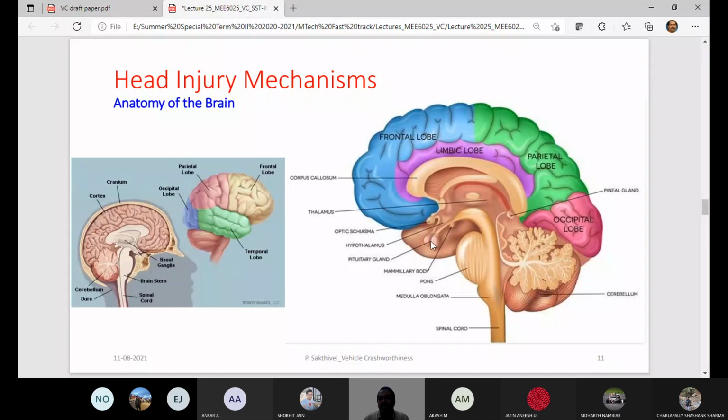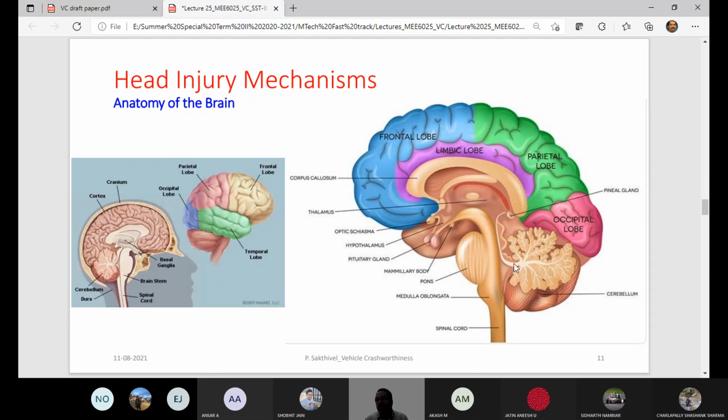The pituitary gland is just at the bottom of this brain here, and then there is something I am not able to read, it's so small. Then the mammillary body is this, and then you see bones, and the medulla oblongata is this, and that's where your spinal cord starts. The spinal cord is protected with the spine bones. We will see that in the neck injury anatomy.